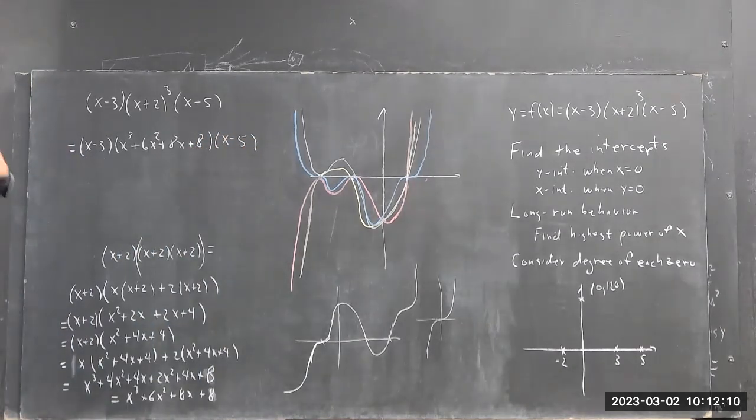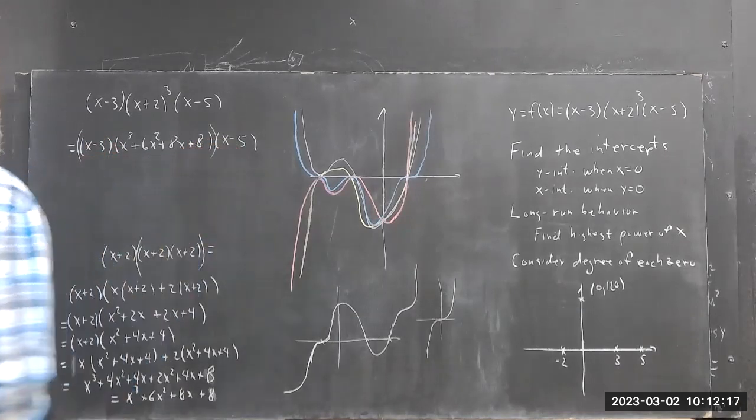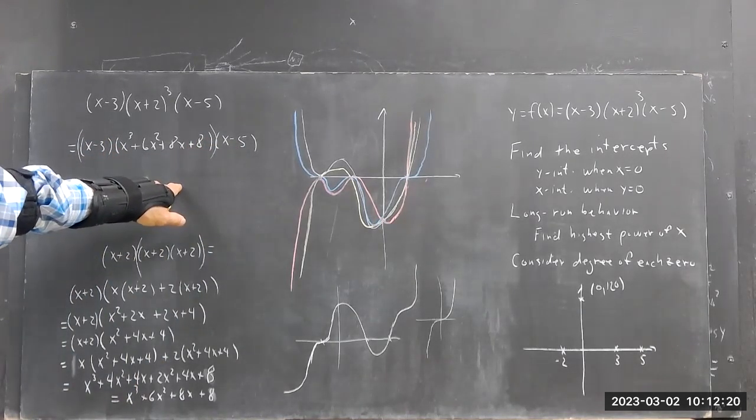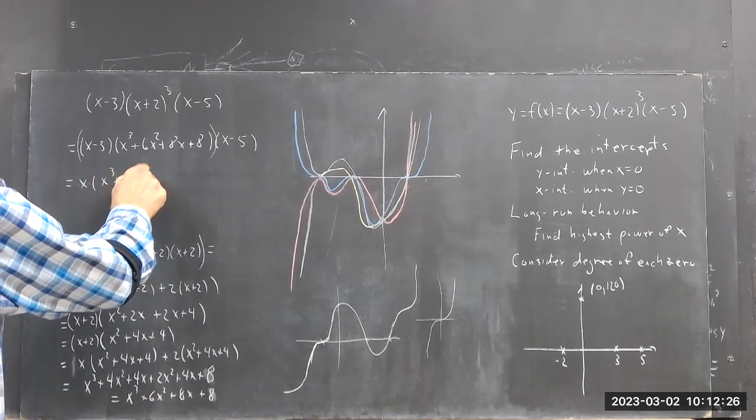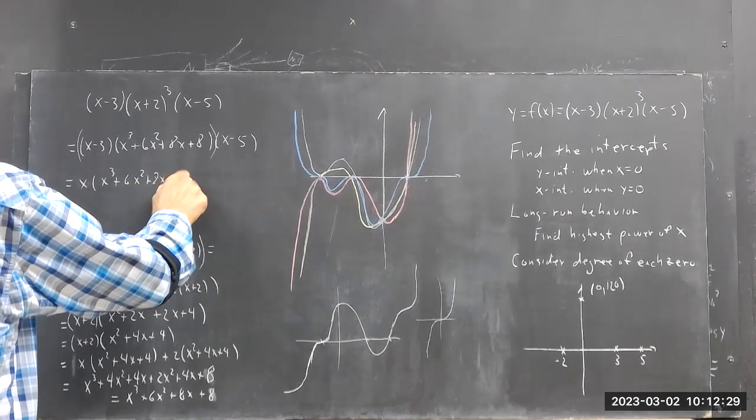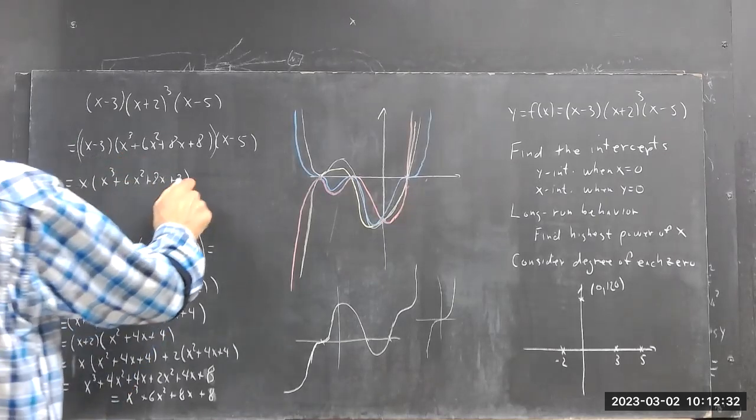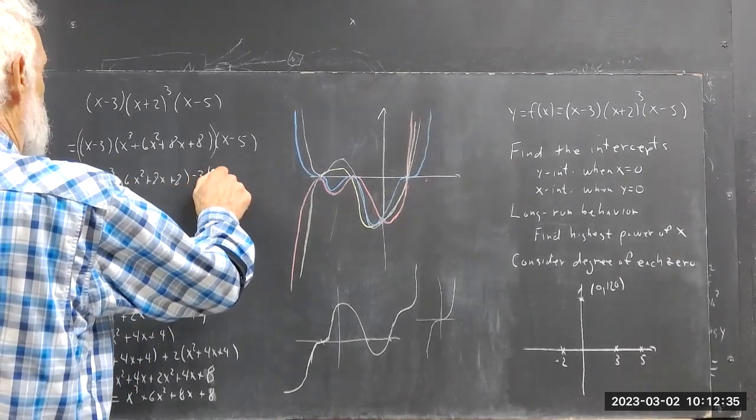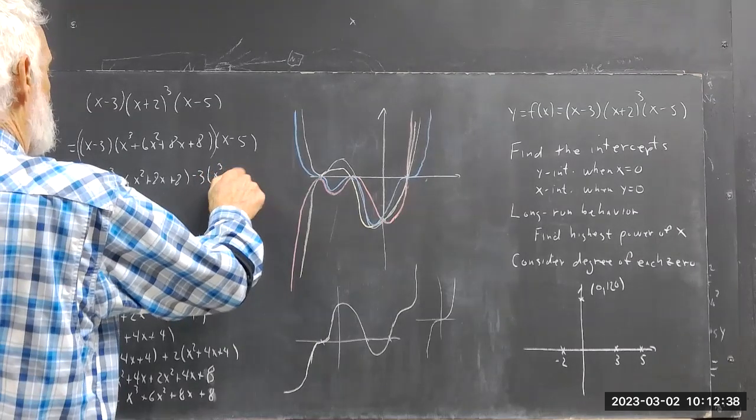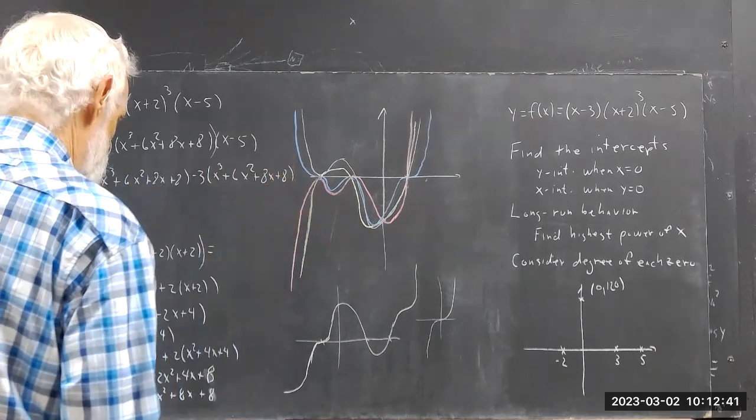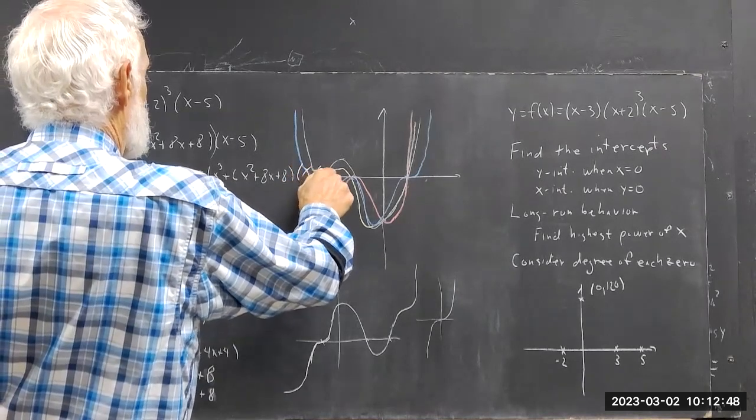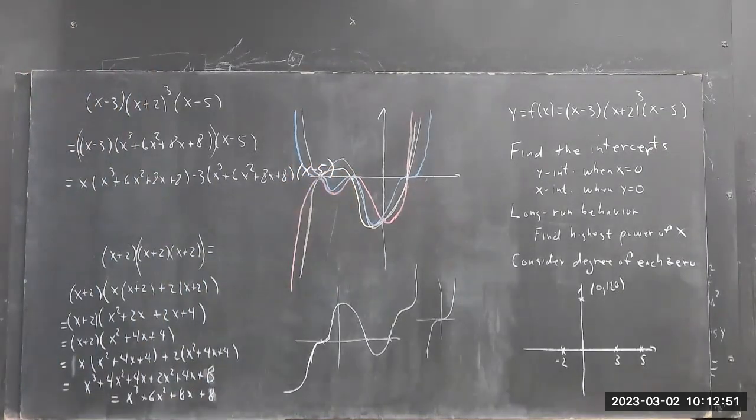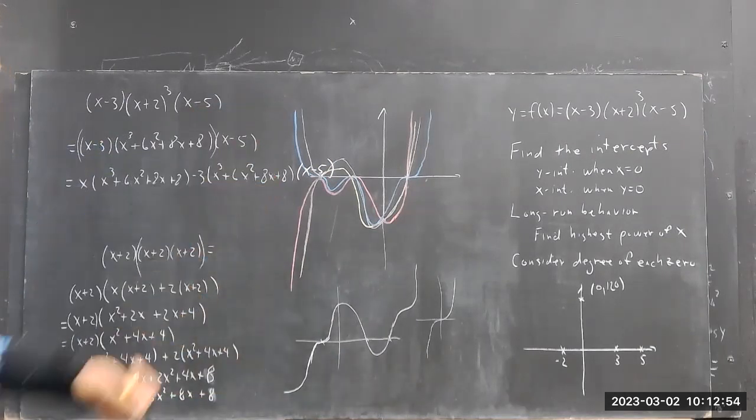And that's times x minus 5. And what do I do with this? Well, multiply this by this. So that's x times all this, minus 3 times all this. And that's multiplied by x minus 5. Every time, all my pretty colored graphs.